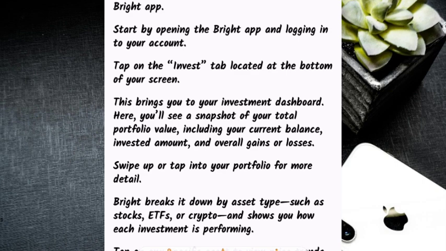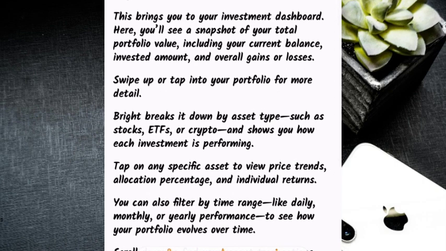Swipe up or tap into your portfolios for more details. Bright breaks it down by asset types such as stocks, ETFs, or crypto, and it shows you how each investment is performing. Tap on any specific assets to view price trends, allocation percentage, and individual returns.